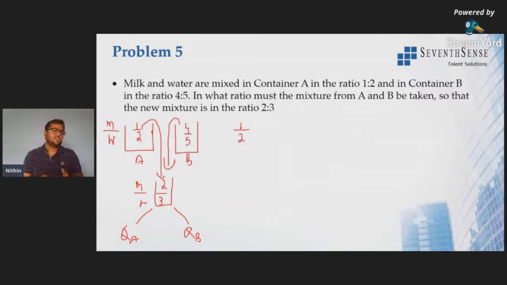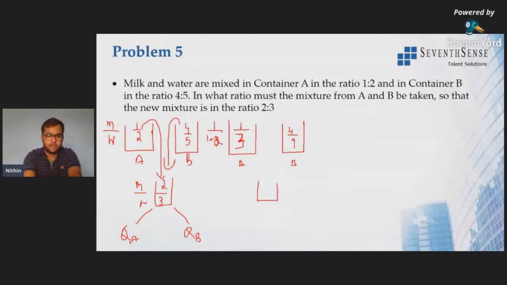So you know how to take this. We were just taking the milk quantity, right? So milk will be just one part out of the total quantity, which is 1 plus 2. So the quantity of milk in the first container is 1 is to 3. Container B will be 4 over the total quantity, which is 4 over 9. All right. Similarly, in the mixture, the ratio will be 2 over 5. All right. Now we need to just find out the quantity being mixed.